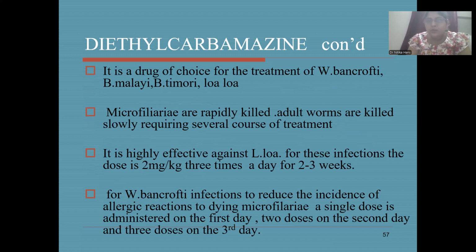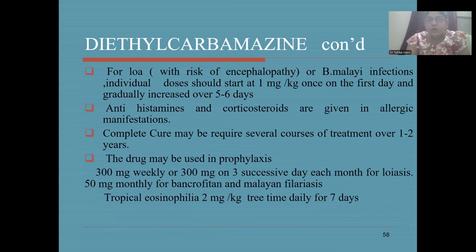For Wuchereria bancrofti infections, to reduce the incidence of allergic reactions to dying microfilariae, a single dose is administered on the first day, 2 doses on the second day, and 3 doses on the third day. For Loa loa, there is a risk of encephalopathy. For Brugia malayi infections, individual doses should start at 1 milligram per kg once on the first day and gradually increase over 5 to 6 days. Antihistamines and corticosteroids are given in allergic manifestations.